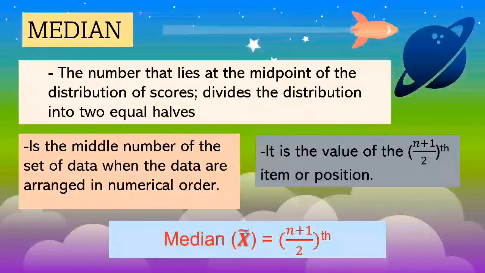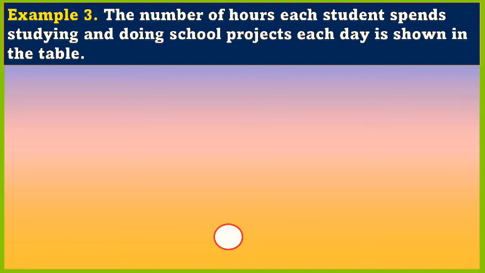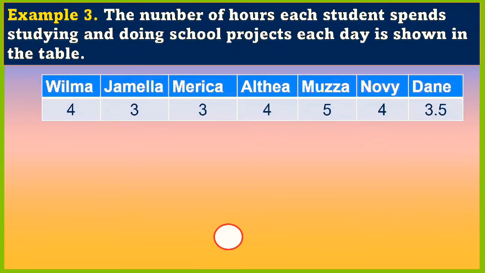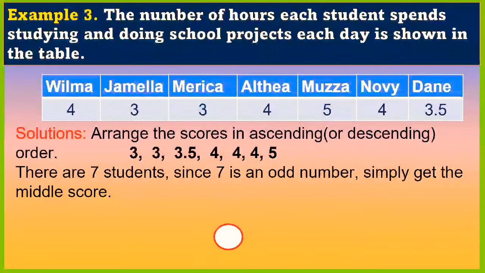So take a look at this example. The number of hours each student spends studying and doing school projects each day is shown in the table. To identify the median in this set of data, the first thing that we need to do is arrange the scores in ascending or descending order. In this particular example, I use the ascending order of arranging the scores.